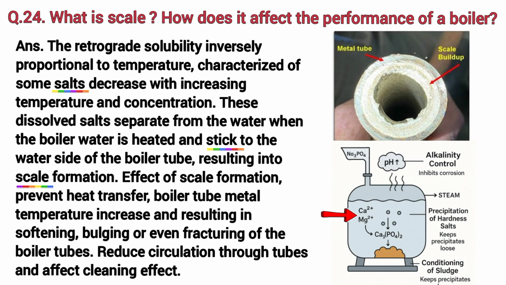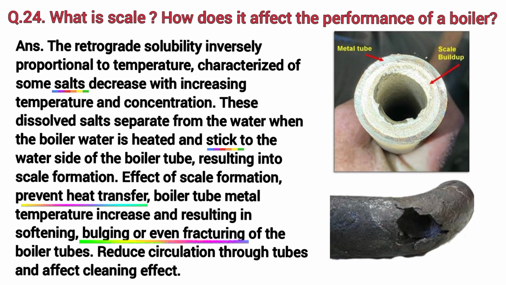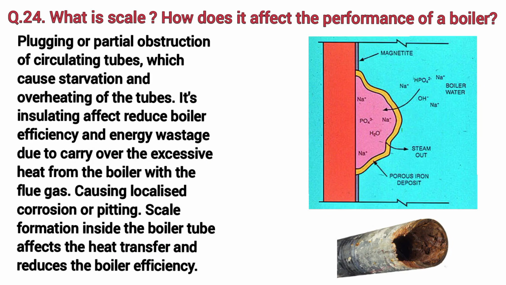Effect of scale formation: it prevents heat transfer, and boiler tube metal temperature increases, resulting in softening, bulging or even fracturing of the boiler tubes. It reduces circulation through the tubes and affects the cleaning effect. Plugging or partial obstruction of circulating tubes causes starvation and overheating of the tubes.